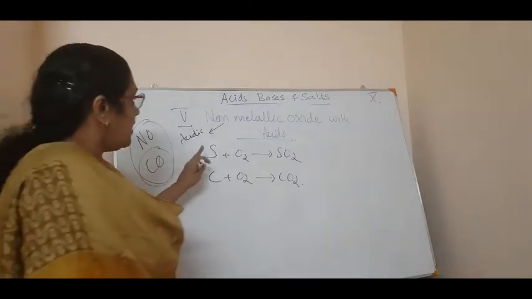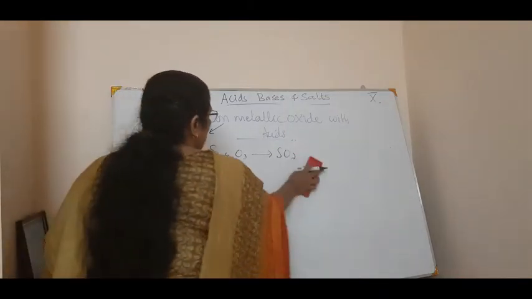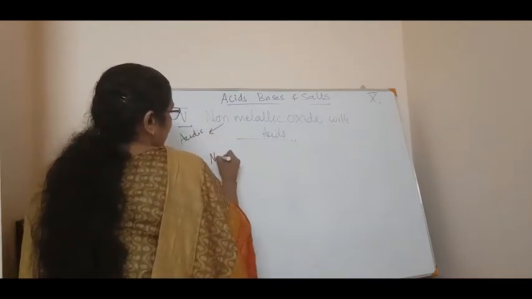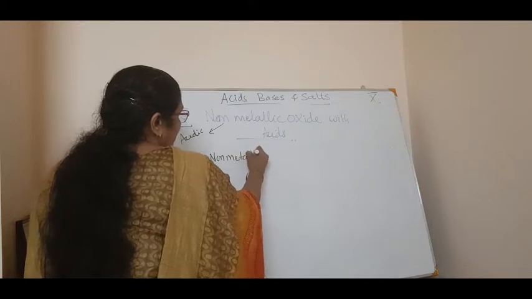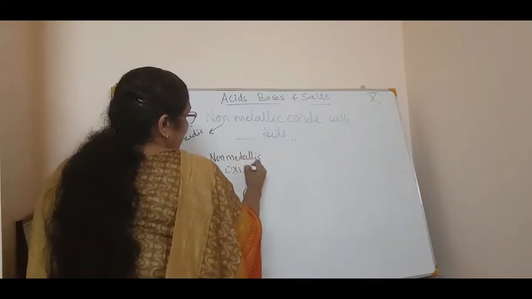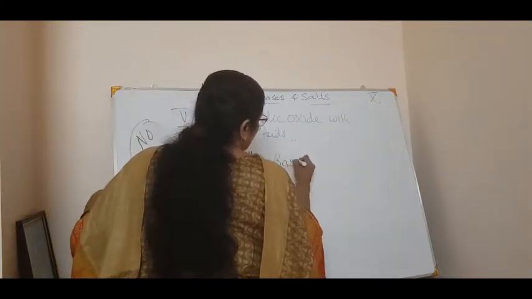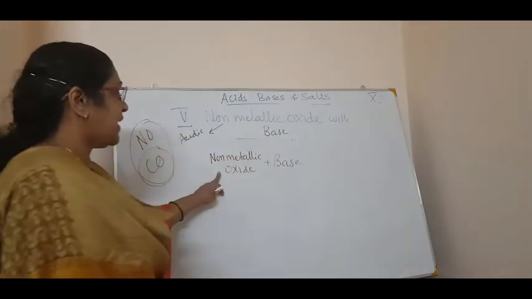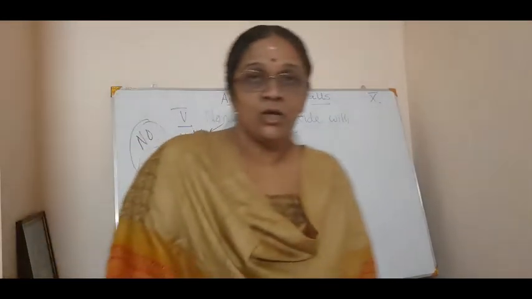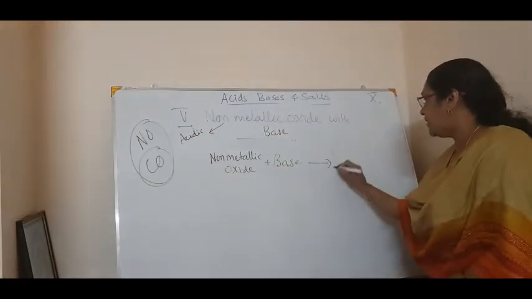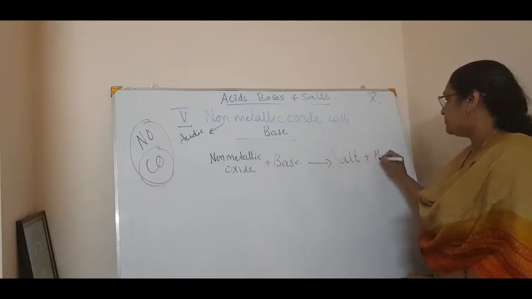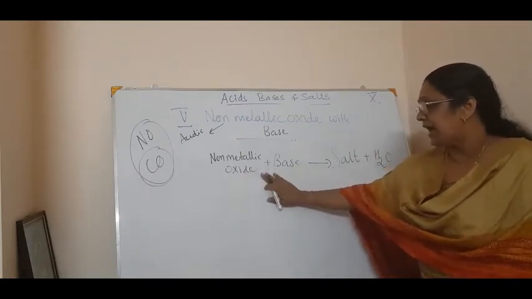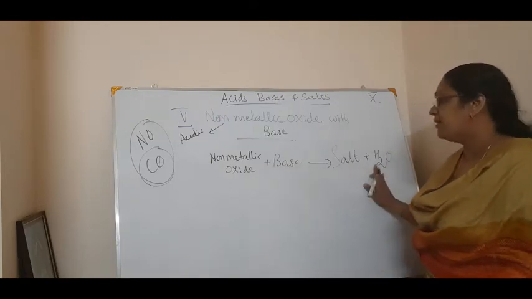Here, if you take SO2, we will say it is a non-metallic oxide, correct? Non-metallic oxides react with the base. Sorry, this is base, not acids. So non-metallic oxides react with the base to form what? To form the corresponding salt plus water.